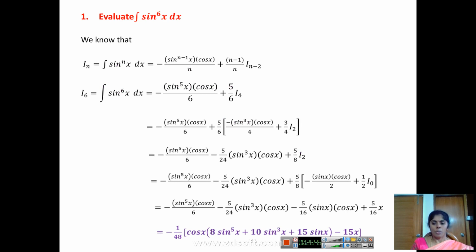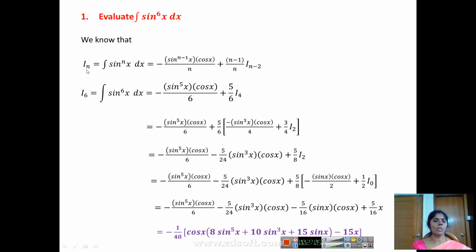So based on these reduction formulas, let us understand some of the problems. The first problem I have considered: evaluate the integral of sine to the power 6 of x into dx.